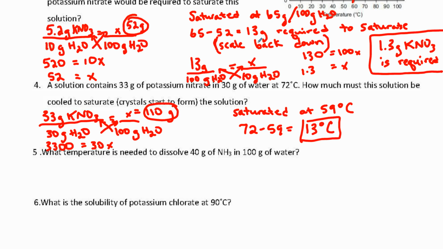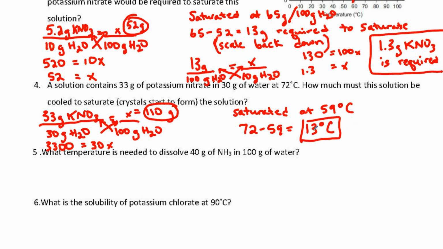I got a number of grams based on the 100 grams of water, and then I scaled back down so that it was based on 10 grams of water. Here I also had to scale up to read the graph, but I didn't scale back down. The reason being is with temperature, you can't scale back down, right? This temperature is based on the ratio of grams of solute to grams of water. So in questions where your answer is measured in temperature, like degrees Celsius, there's no need to scale back down.